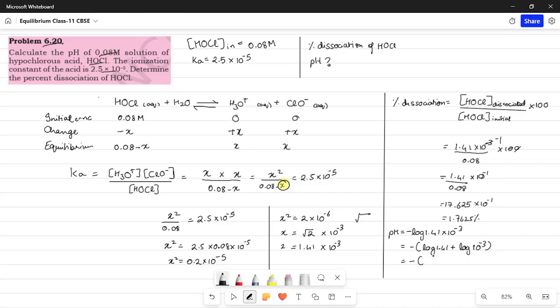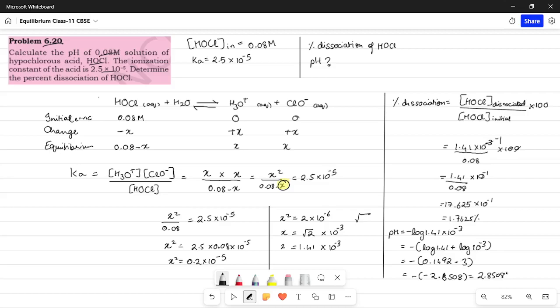So log of 1.41 is 0.1492, minus 3, and this is equal to minus of minus 2.8508, which is equal to 2.850. So minus into minus is plus.